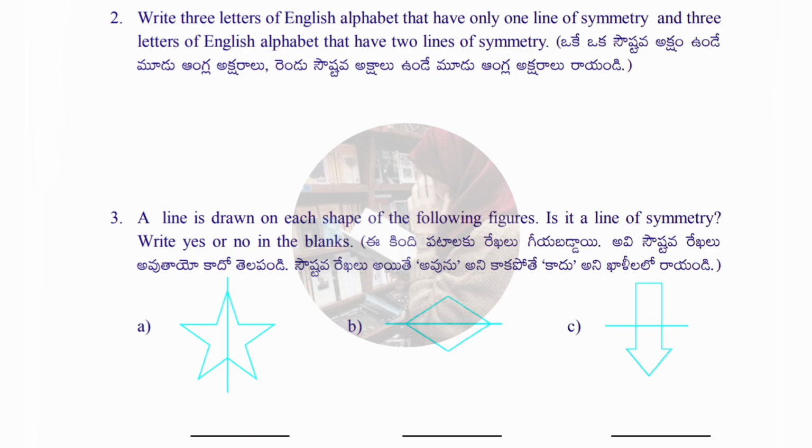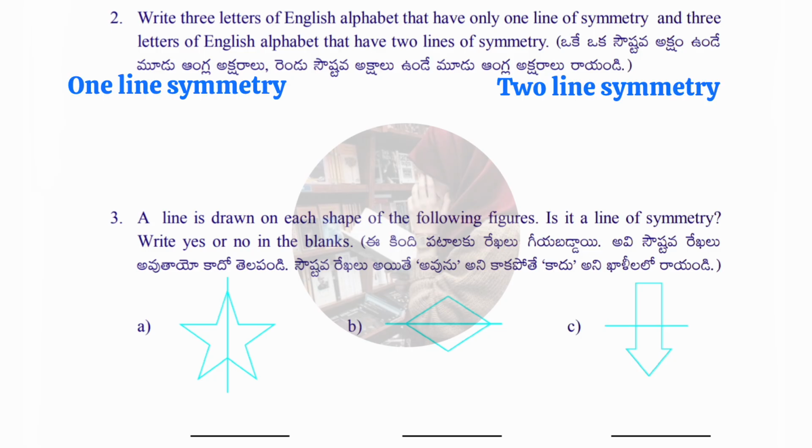Understood guys? Let's move on to the second question, which is: write three letters of the English alphabet that have only one line of symmetry and three letters that have two lines of symmetry. First we'll draw the alphabets with one line of symmetry, then the alphabets with two lines of symmetry. Let's see. The one line symmetry alphabets will be A, M and U.